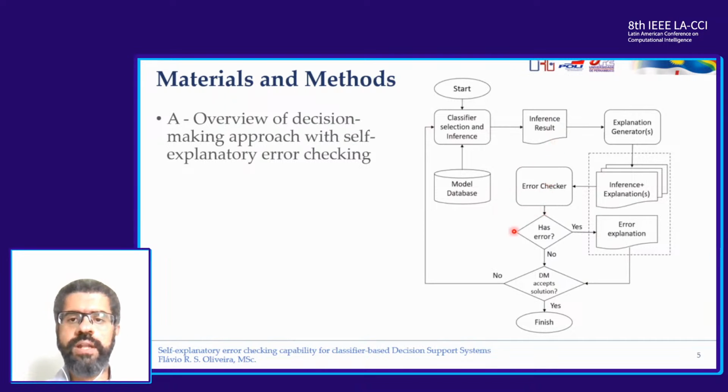When an error is detected by the error checker, the error explanation will be sent to the decision maker to inspect, and if he or she accepts the solution, the cycle finishes. Otherwise, a new cycle will start, probably selecting another inference method.